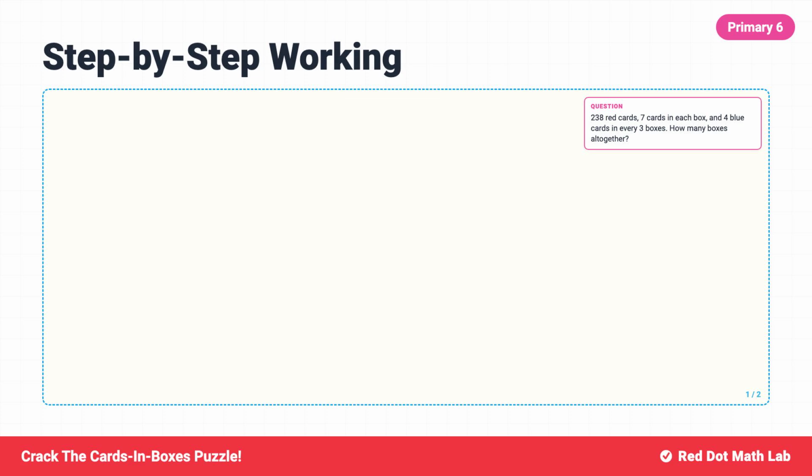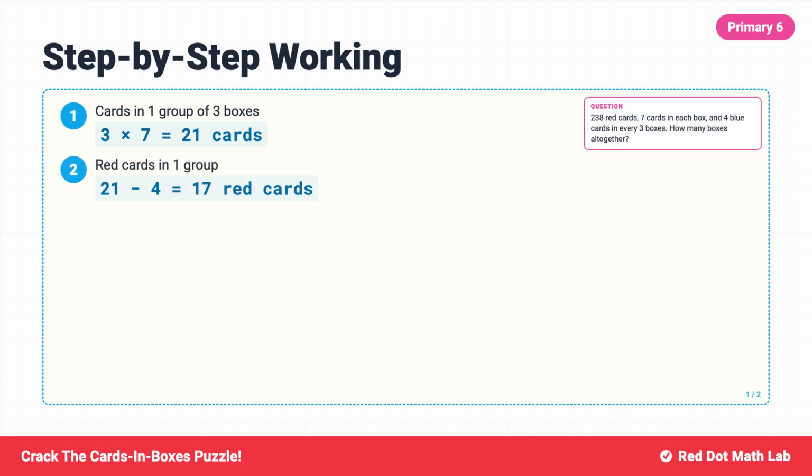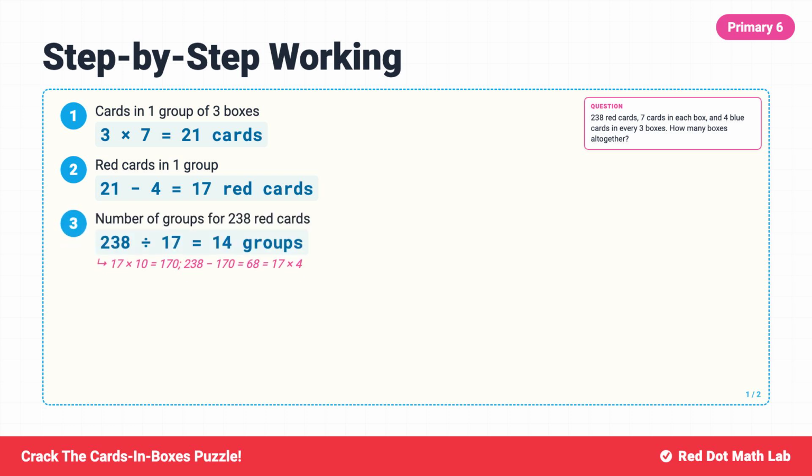Now let's write the working step by step, just like in the exam. Step 1. Find the number of cards in one group of 3 boxes. 3 times 7 equals 21 cards. Step 2. Find the red cards in one group. 21 minus 4 equals 17 red cards. Step 3. This is the clever part. We know Ishak packed 238 red cards in total, and each group uses 17 of them. So we divide. 238 divided by 17.